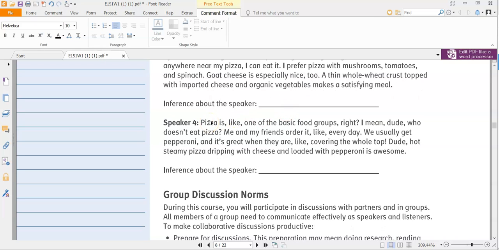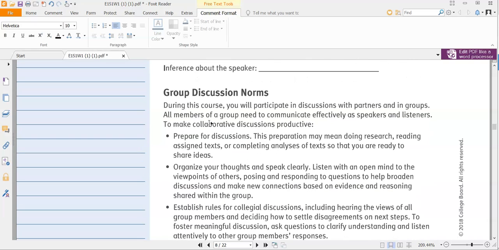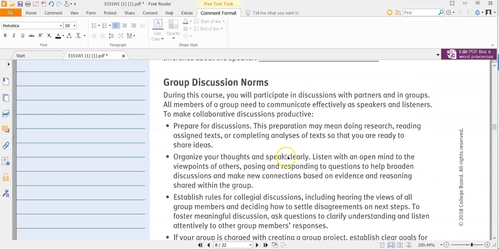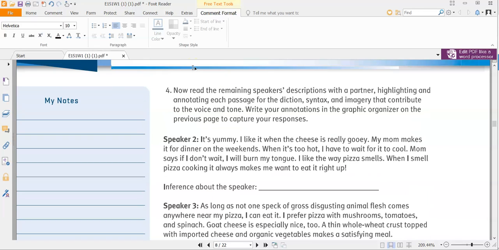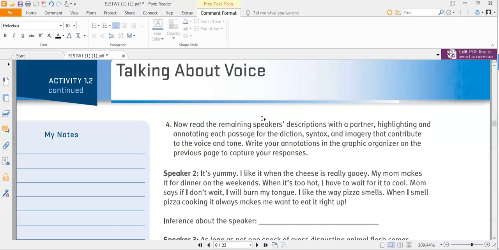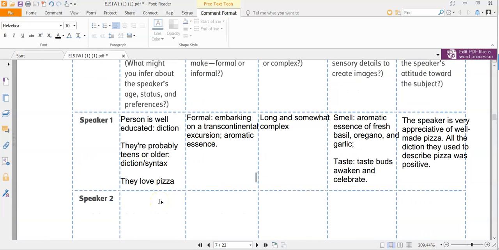Once you're done filling in that chart with all those details about the different speakers, we are all the way done with that activity. This part is about group discussion norms. Since we're doing things online, we don't have to worry about group discussions, so just ignore that. It's not important. So once again, you have 3 speakers that you have to make one inference about each, and then you have to fill in this chart using specific details from what the speakers say. Please use my example as a model for what to do.